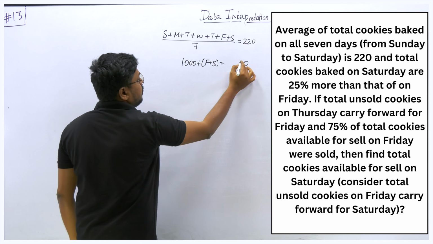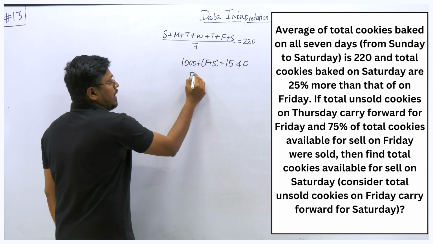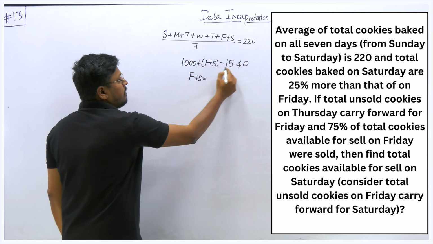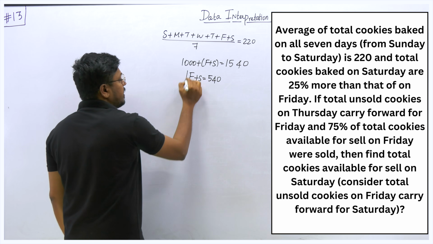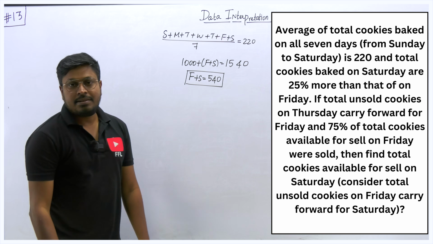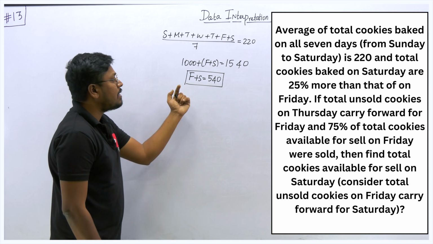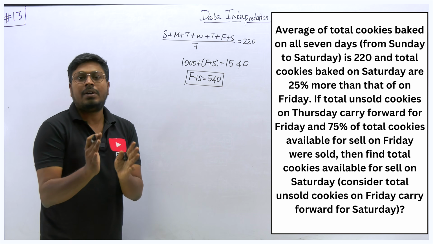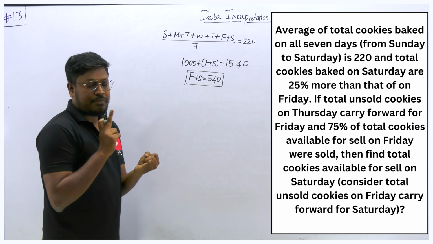7 2s are 14. The total will be 1540. So Friday and Saturday is equal to 1540 minus 1000, which is 540. So on Friday and Saturday, the total number of cookies baked will be 540. We don't know Friday alone or Saturday alone, but we got the total. So the total for Friday and Saturday will be 540. First we have found that value.